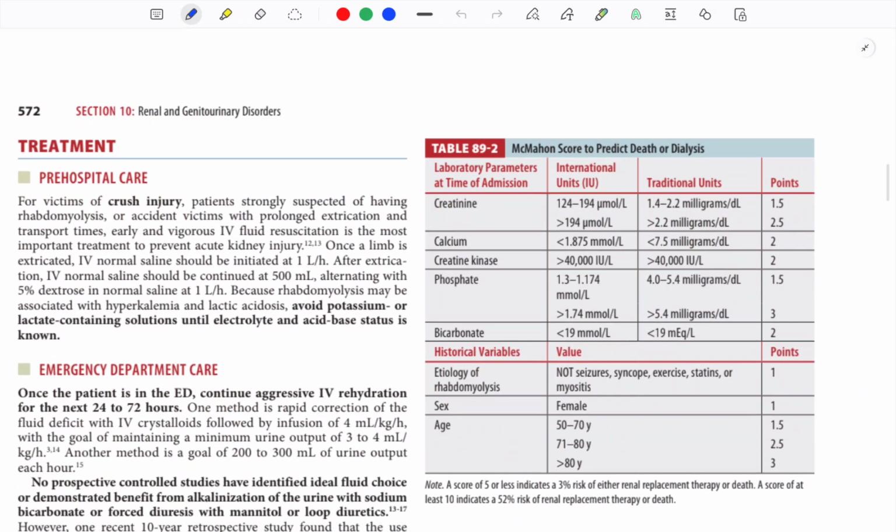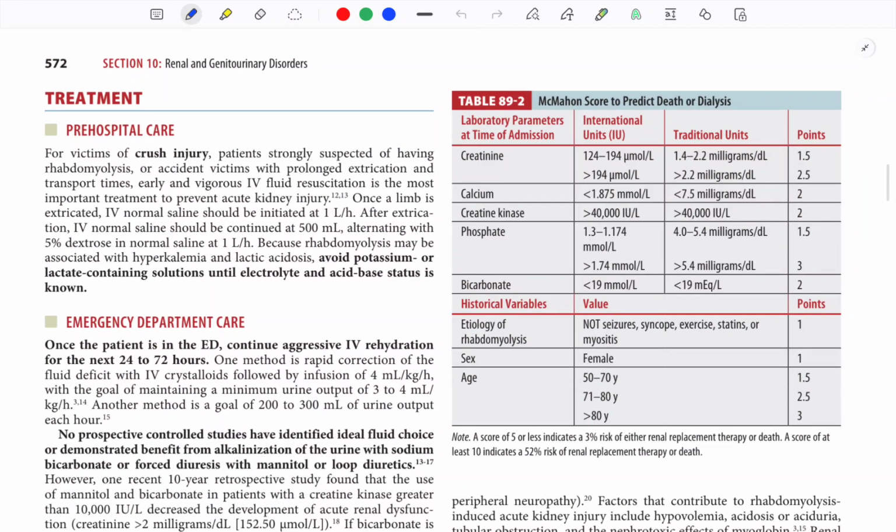So how will we treat traumatic rhabdomyolysis? If we have a victim of crush injury with prolonged extrication and transport time, the poor patient was crushed and stuck there for quite a long time, so likely a significant amount of muscle has been lysed. So what we will do is give early and vigorous fluid. Assuming the kidneys are normal, we will give aggressive fluid. Approximately 1 liter per hour of normal saline will be given.